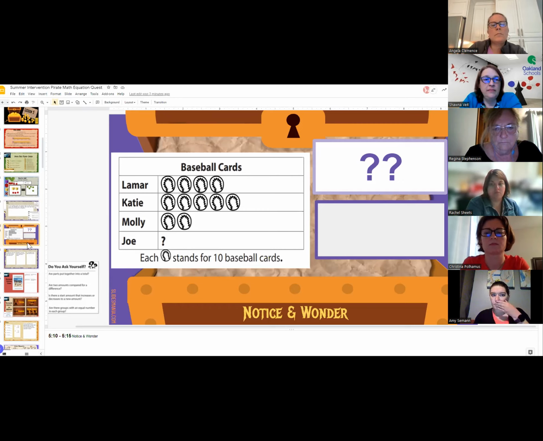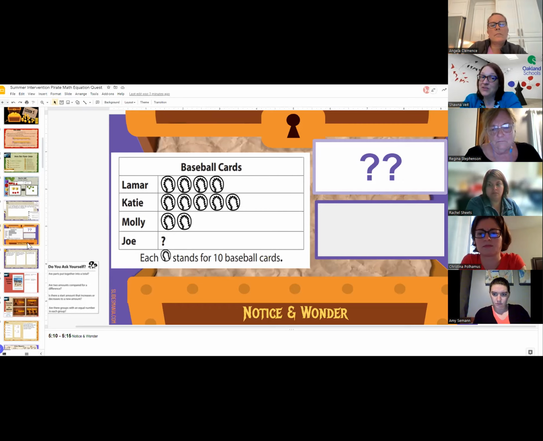Absolutely. And Therese, how many of your kids would say Molly has 2 baseball cards? Because they didn't read the key that each baseball is 10, which really tells you something about your student. How many more cards does Katie have than Lamar? Beautiful. Who has the most or least?